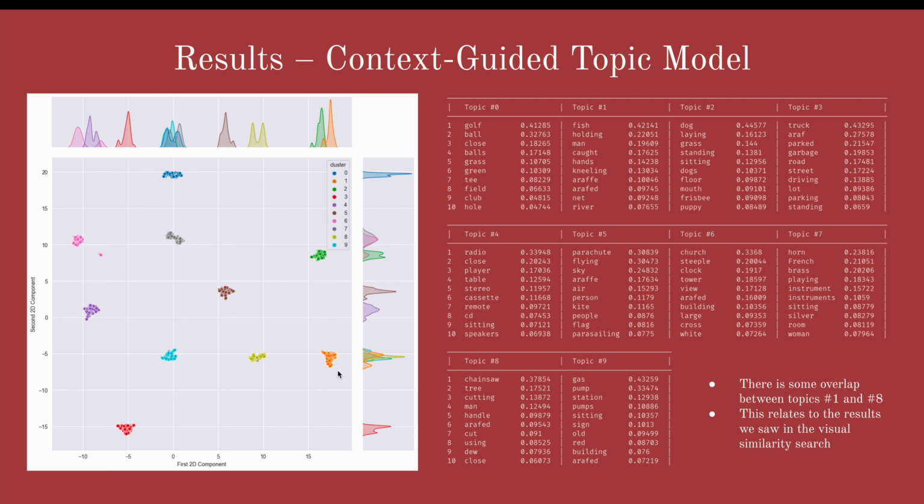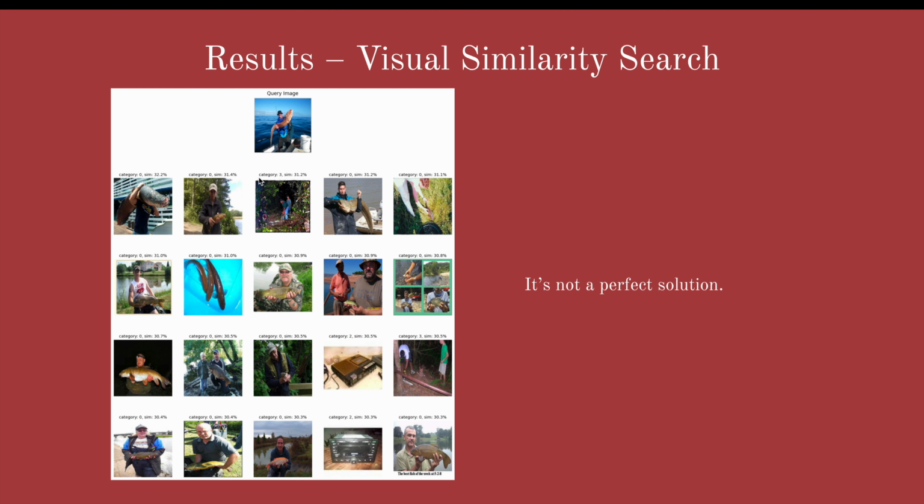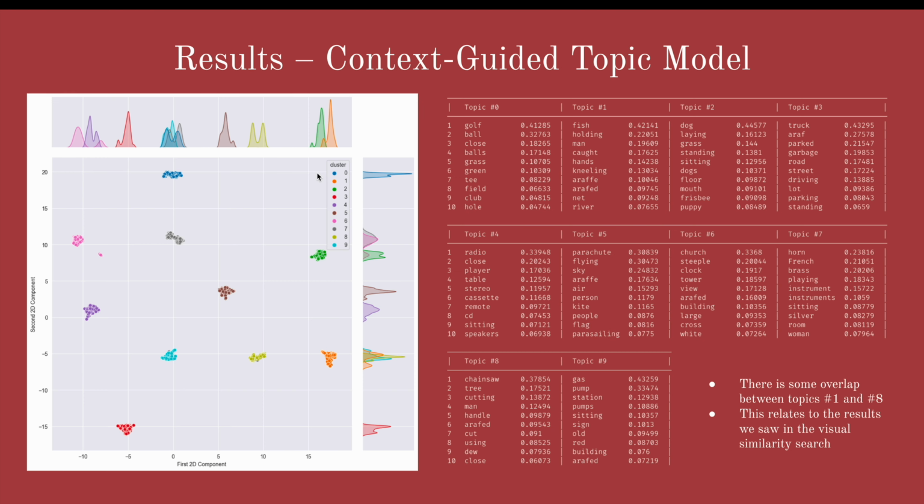Another thing to note is that this one shows images of chainsaws together with fish, and we can see that those images are kind of overlapped in that projection. Topic number 8, which is about chainsaws, is this topic over here, and topic number 2 or topic number 1, which is about fishing, is this topic over here. And as you can see, there is some overlap between the two. So that kind of explains why the model was confusing the two in the similarity search.